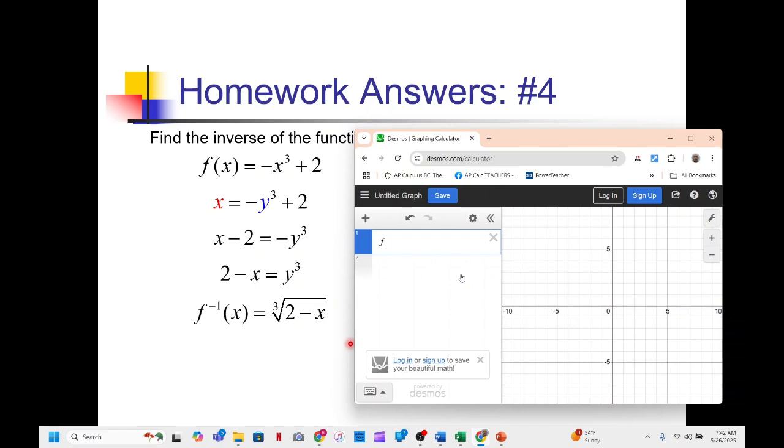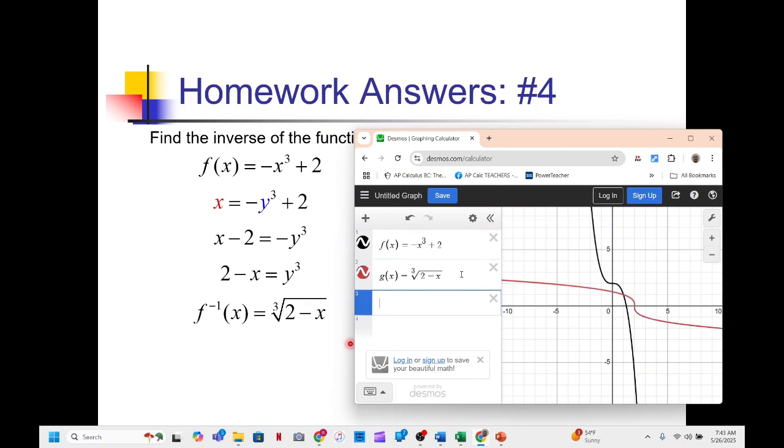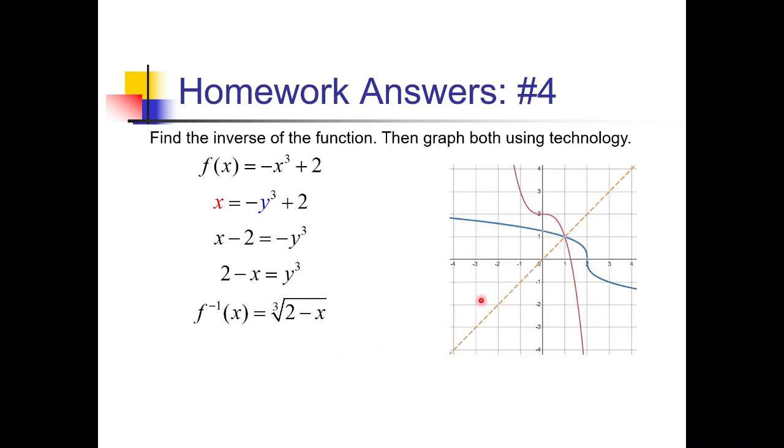So I have the original function of f of x equals negative x to the third plus 2. There's the original. And now g of x, my inverse, that's going to be cube root, CBRT, and then we have 2 minus x in there. And then let me just do y equals x just to see if I have that line of reflection working. Yep, it looks like these are reflections of each other. So that means this is the inverse.